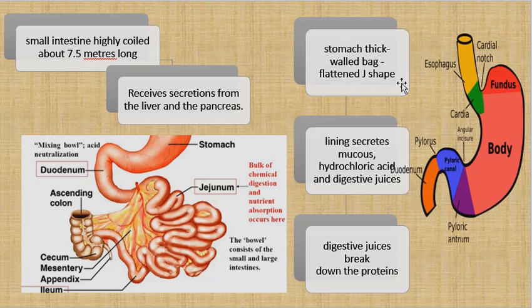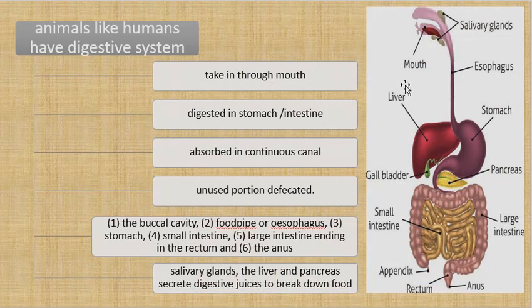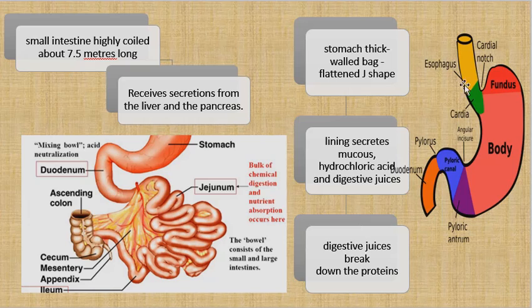Now what is the stomach? The stomach is a thick walled bag. It is J-shaped. The lining secretes mucus, hydrochloric acid and digestive juices. Then the secretions of the liver and pancreas are mixed in the intestine. Then we have the salivary glands' secretion. So as we have seen, the salivary glands, liver and pancreas all secrete juices that help in the digestive process. So this is the esophagus, the food pipe.